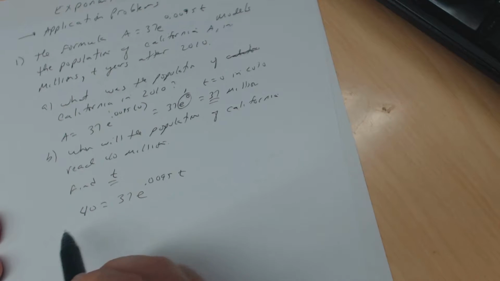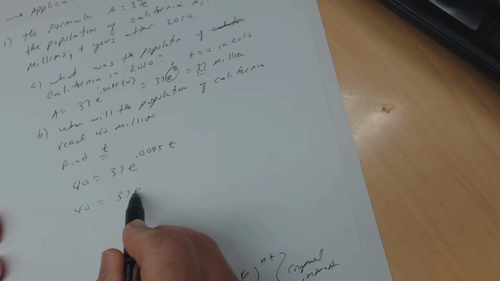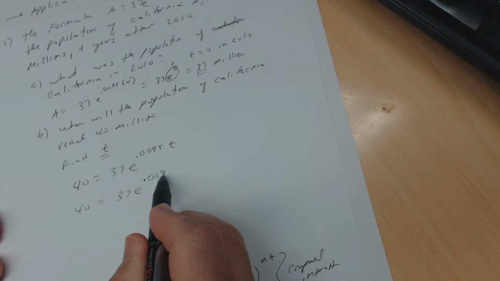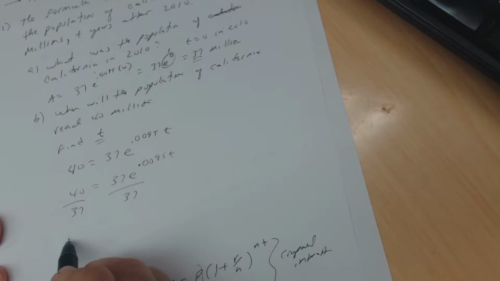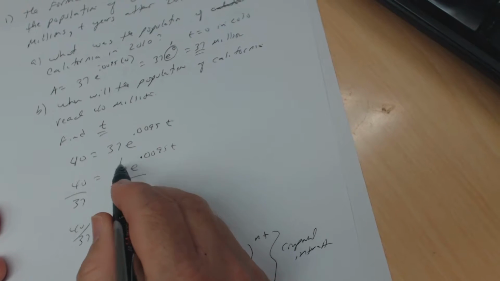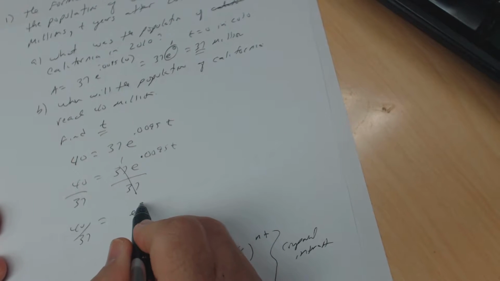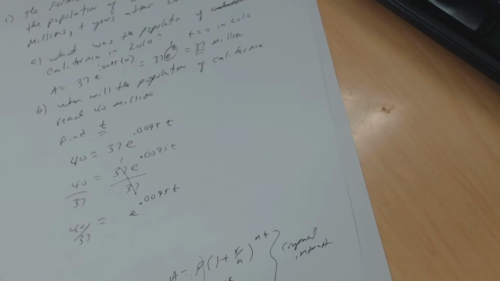And now you've got to remember how to solve an exponential equation. So to solve an exponential equation, remember you're going to make sure that the coefficient of the exponential is 1. So you have to divide both sides by 37. So let me go ahead and rewrite this over. You divide both sides by 37, and so you get 40 divided by 37 equals, and the 37 is divided out, e to the 0.0095t. That's where I'm at.